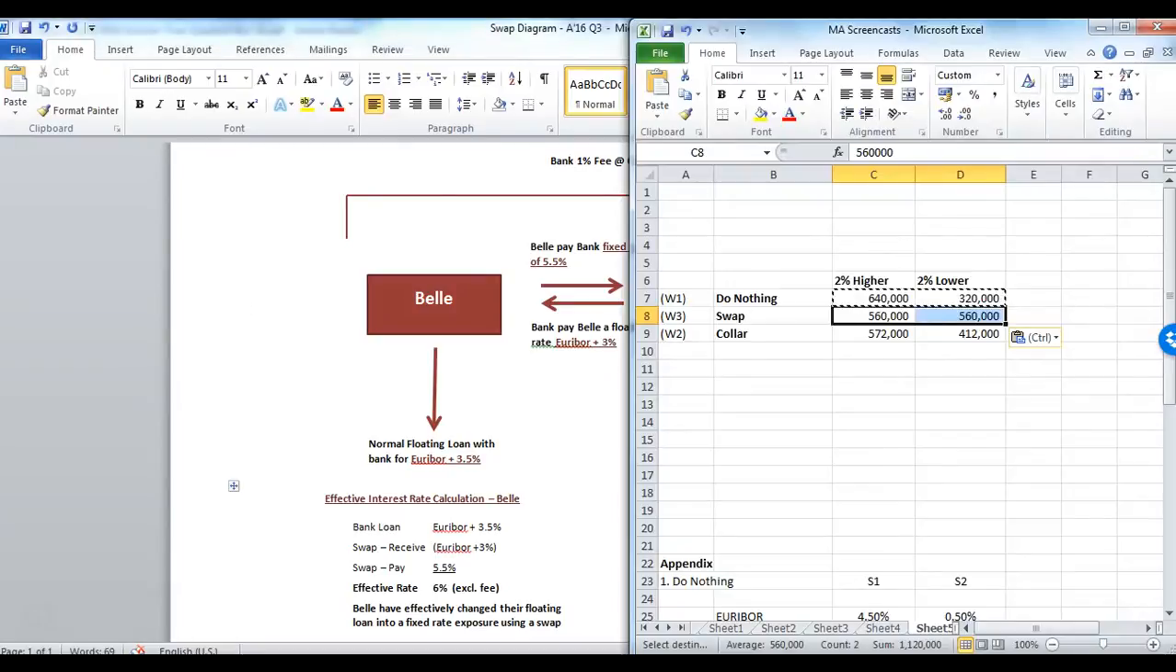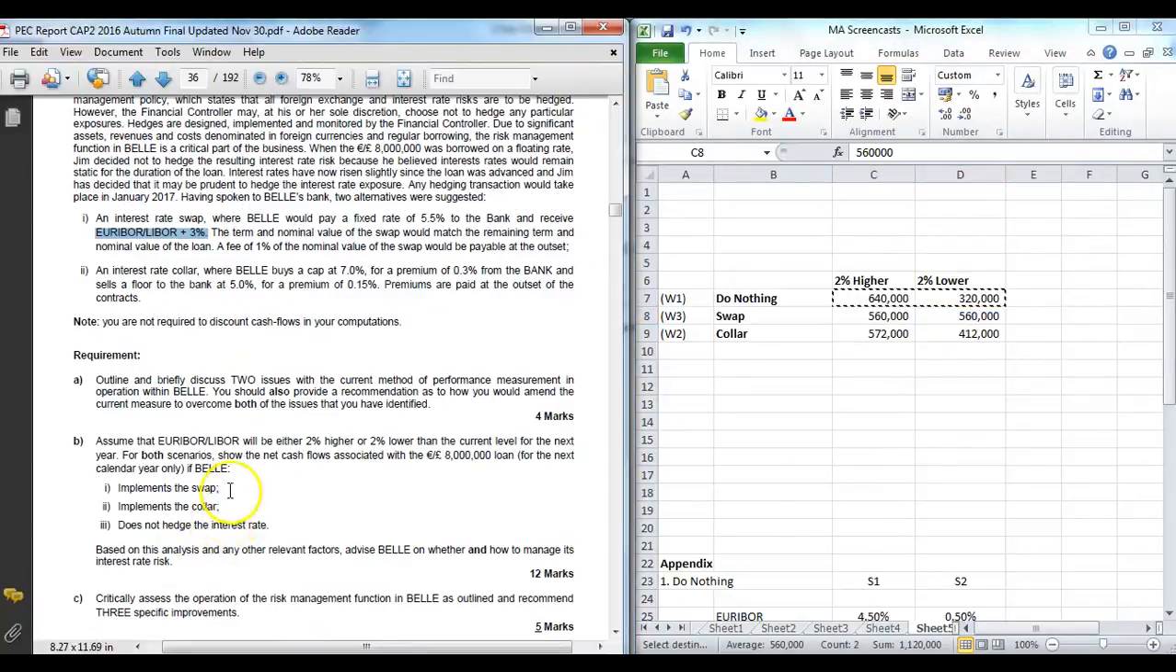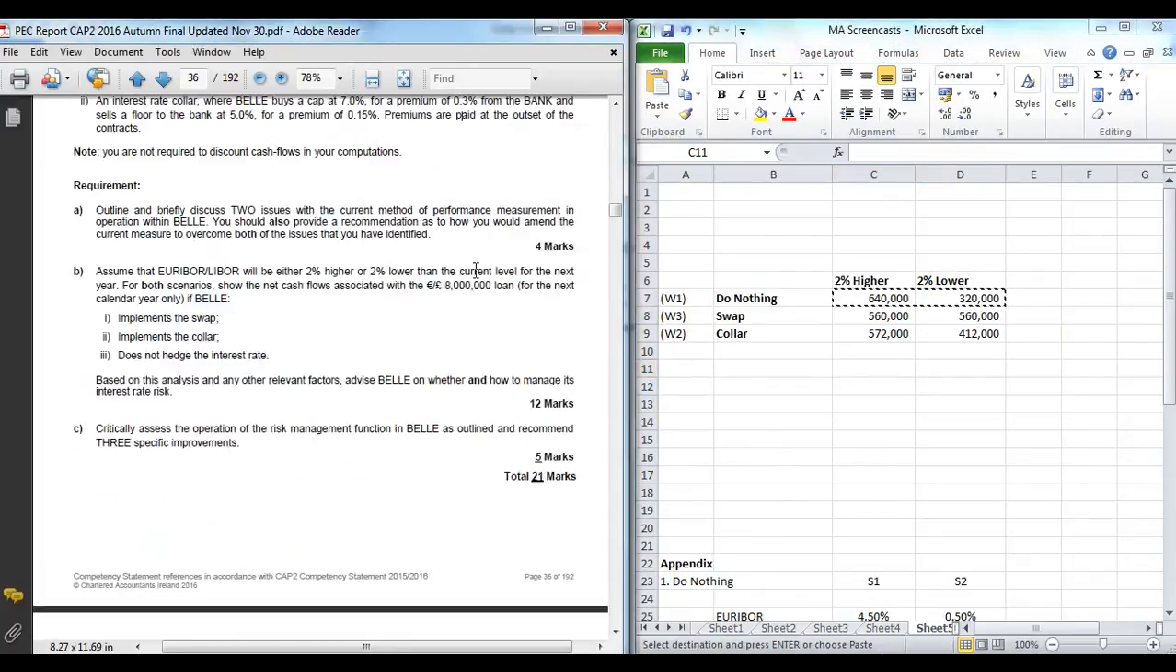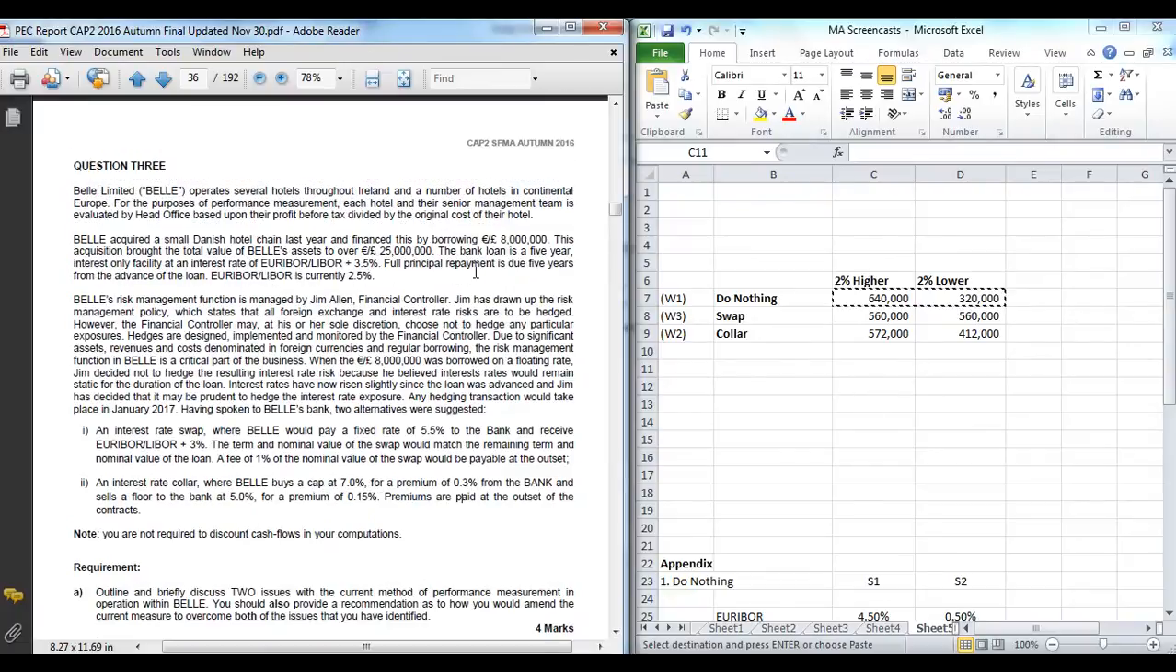So that's the initial part of part B, to figure out the cash flows, but now we want to answer here. So based on the analysis and any other relevant factors, which should be a guide, advise on whether they should manage it and how. So there's two separate questions there, so let's answer the first one first, whether they should manage their interest rate risk. So we clearly see here from the question there's two important points. One is the one we've talked about already, that interest rates are going to rise. He believes they will rise, and he's worried about the interest rate exposure.